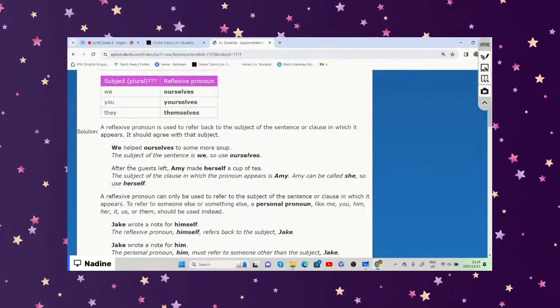So a reflexive pronoun is used to refer back to the subject. For example, if we say ourselves, then it needs to link with we, because we go back to our pronoun, which is we, or subject, which is we. So we helped ourselves to soup, which means that the subject is we, so use ourselves.